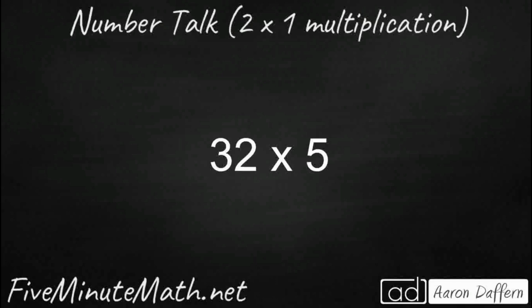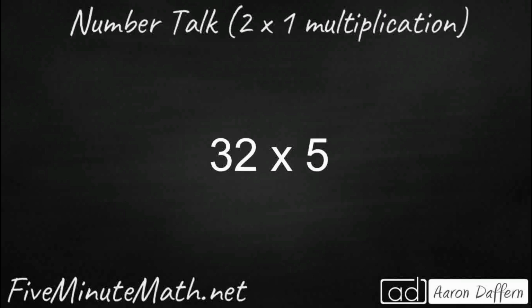Today we are looking at the expression 32 times 5. How we do number talk is we use mental math to solve this expression. No paper, no pencil. And then we think about the strategy that we use to solve it, and we look to see if there are any different ways that we can figure out how to solve 32 times 5.